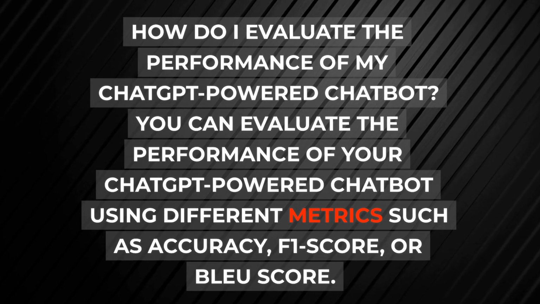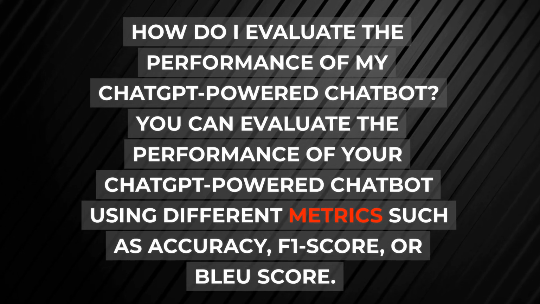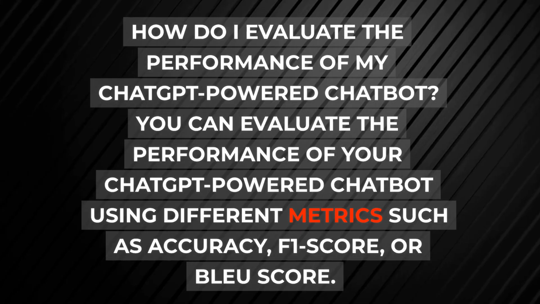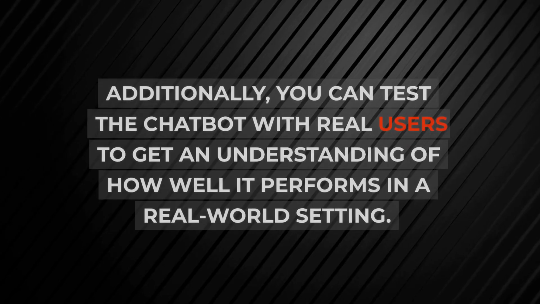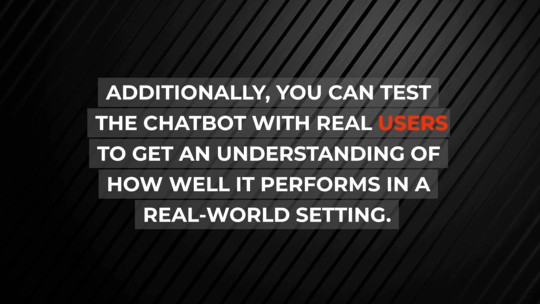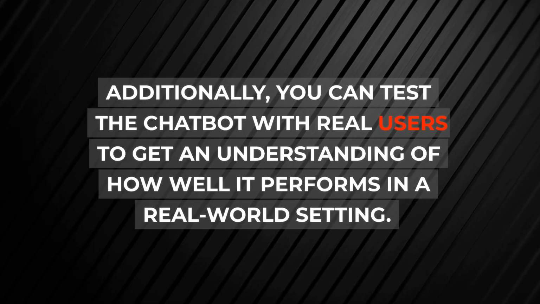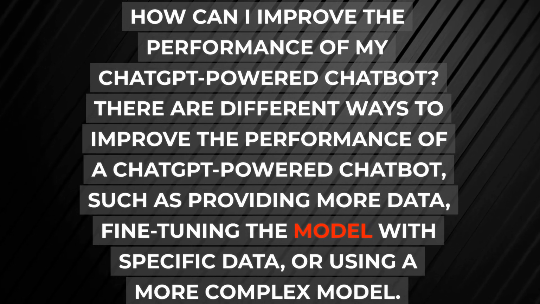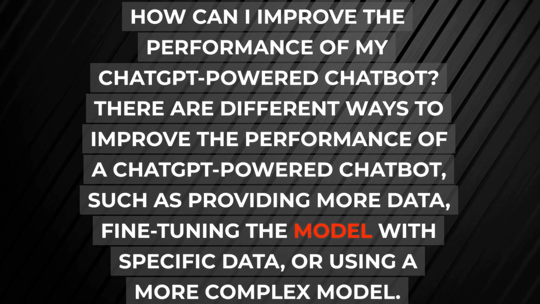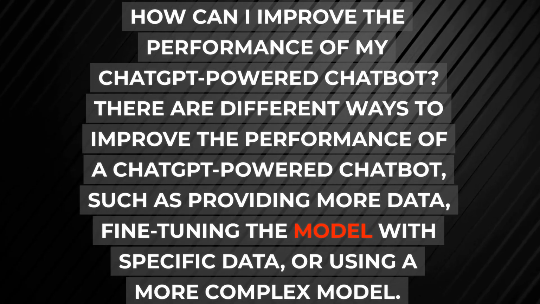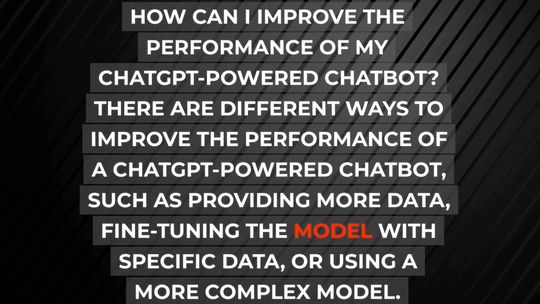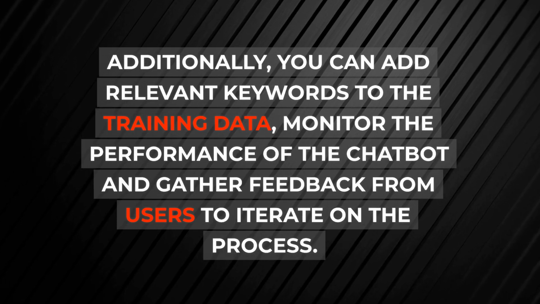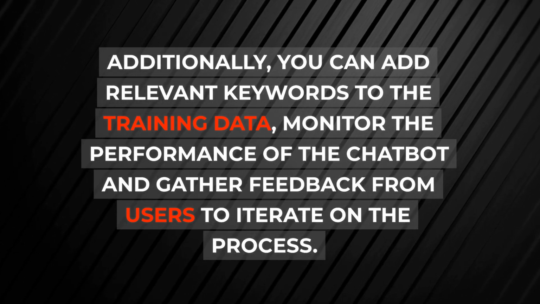How do I evaluate the performance of my ChatGPT-powered chatbot? You can evaluate the performance of your ChatGPT-powered chatbot using different metrics such as accuracy, F1 score, or BLEU score. Additionally, you can test the chatbot with real users to get an understanding of how well it performs in a real-world setting. How can I improve the performance of my ChatGPT-powered chatbot? There are different ways to improve the performance of a ChatGPT-powered chatbot, such as providing more data, fine-tuning the model with specific data, or using a more complex model. Additionally, you can add relevant keywords to the training data, monitor the performance of the chatbot, and gather feedback from users to iterate on the process.